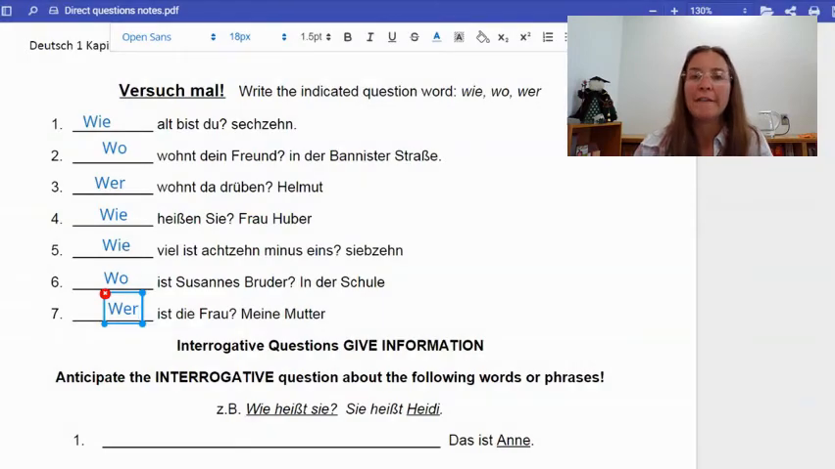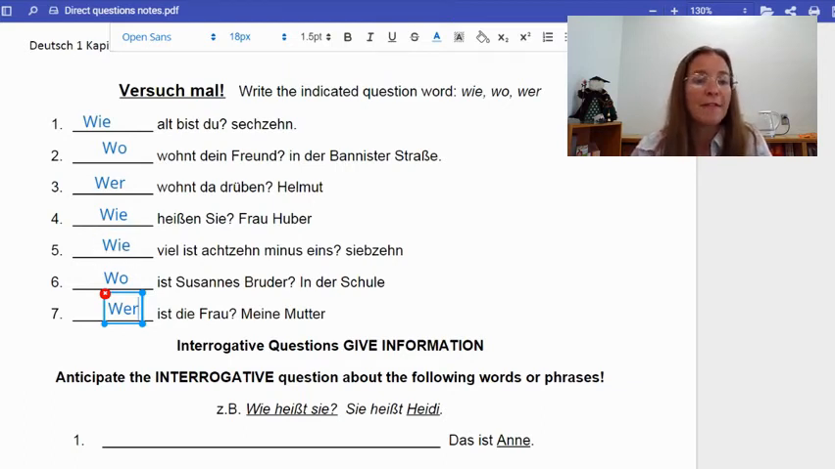Nummer 4. Wie heißen Sie? And Sie, because it has a capital S here, does not mean she. It means you formal. How are you called? Or how are you named? Mrs. Huber is somebody you have to show respect to, and we reinforce that by using the special word for you when we have to talk to somebody we have to show respect to. Maybe she's the principal, or maybe she's a police officer. Wie heißen Sie? What is your name?